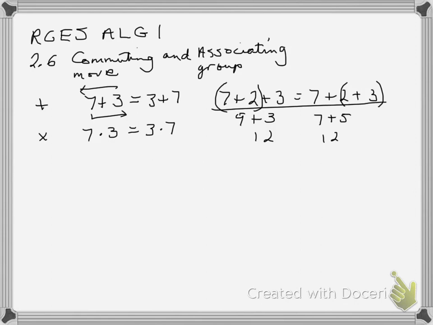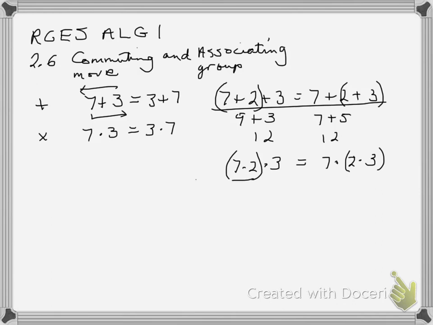Now let's look at multiplication. What if I had 7 times 2 times 3? And I associate the first two. Does that equal 7 times 2 times 3? Notice I'm not changing my order, but I'm associating them differently. So again, you need at least three values to illustrate association. Well, let's see if this works.